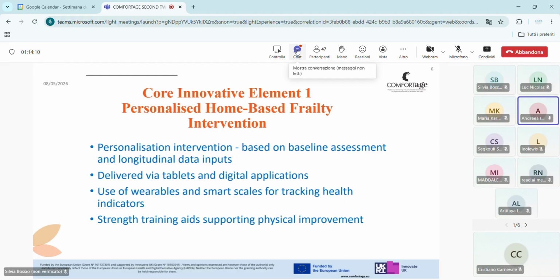The intervention is delivered through tablets and digital applications, specifically Healthensia, and users use wearables and smart scales to track health indicators over time. And they use some strength training aids, such as weights and elastic bands and so on, to support their physical progress along the way. Next slide, please.